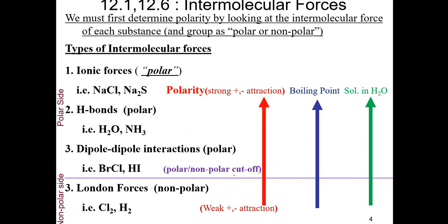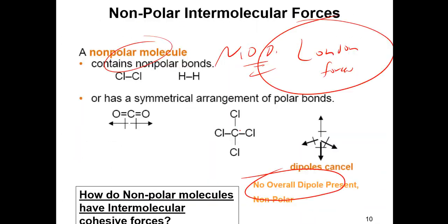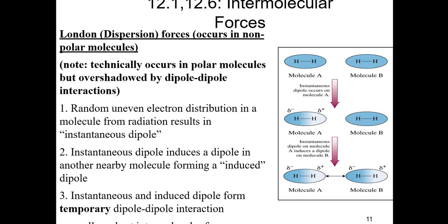Now, all the dipoles cancel out, but there is still opposite charge attraction that is occurring. So yes, there's going to be a slight partial negative, partial positive, partial negative, partial positive that occurs between the molecules. So how is that possible if the dipoles cancel out? So let's go from slide 10 to slide 11. So this is what we believe happens.